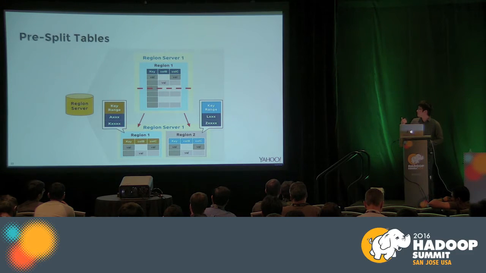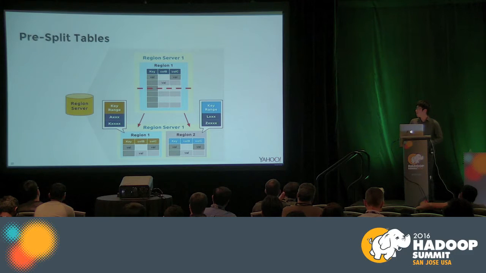And when your region gets larger, it will split into 2 regions, and so on and so forth, as the table grows. HBase does it this way because it doesn't know your data distribution from the beginning. But if you can provide that to HBase, you can avoid such a cold start problem.